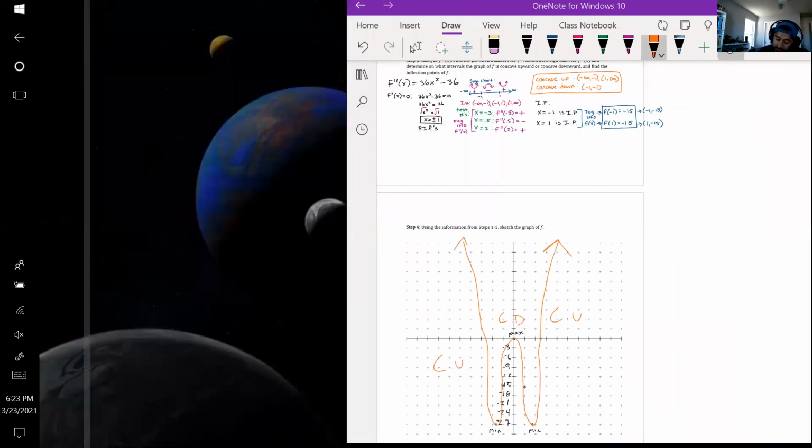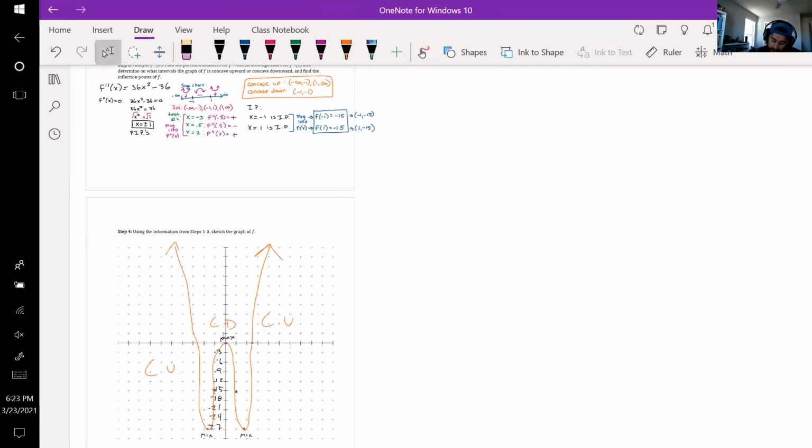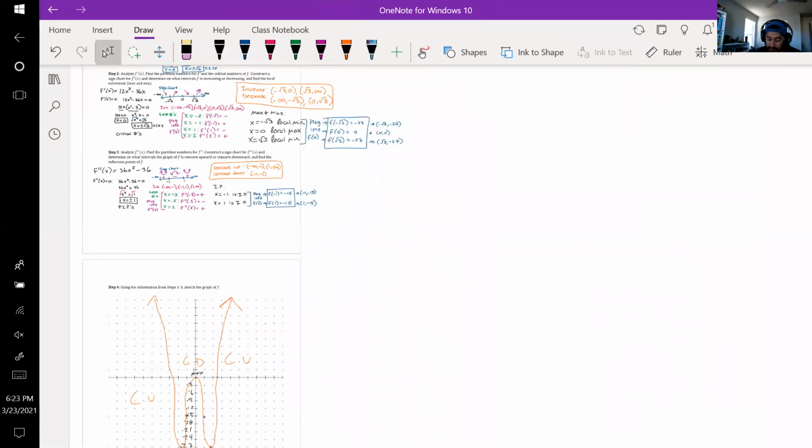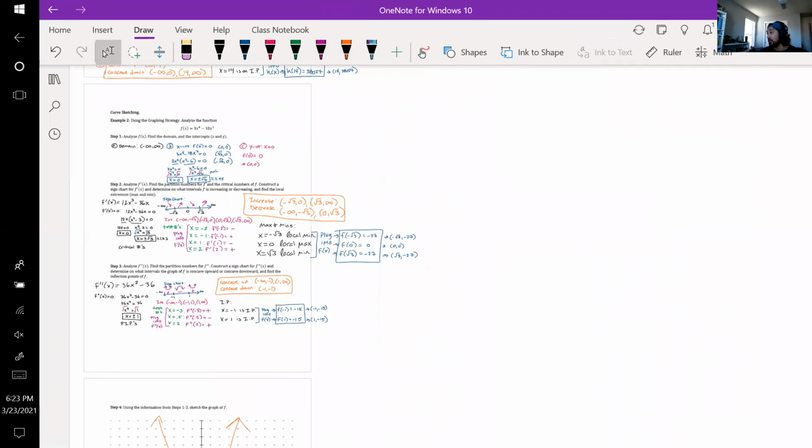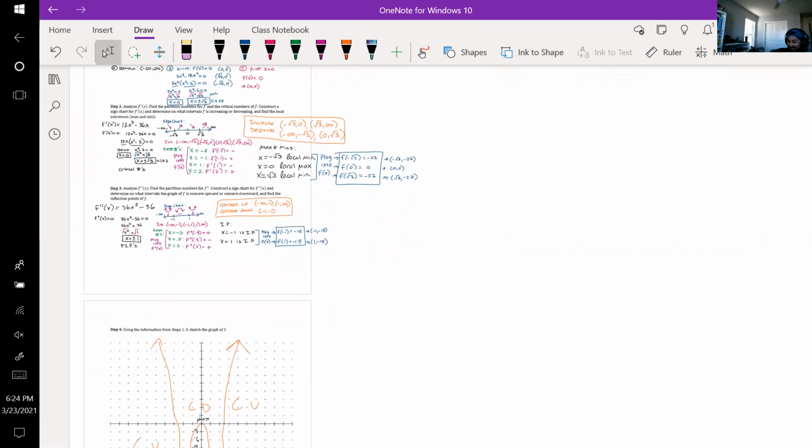And that is the curve sketching graphing strategy using the first derivative, the second derivative, and the x and y intercepts. Definitely a process, but it's a repetitive process. Any questions on that? Only two questions for tonight's homework.